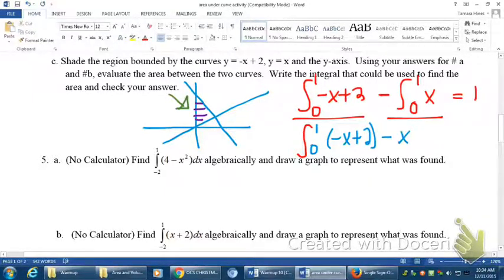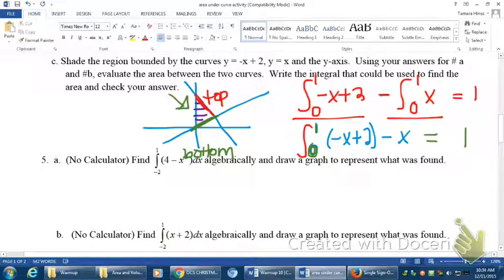minus x. What I want you to realize is that when we're finding an area between two curves, if it's not the x-axis, you can take the top function and you can take the bottom function and you can put them in an integral and subtract them, as long as your limits are the same. You can take the top minus the bottom and you'll get the same thing.